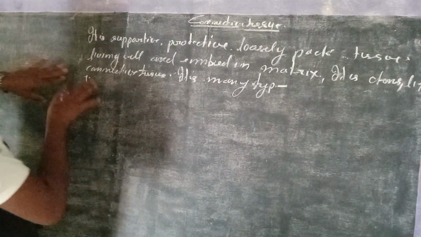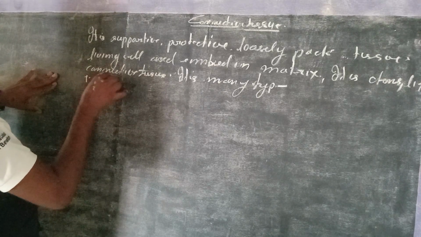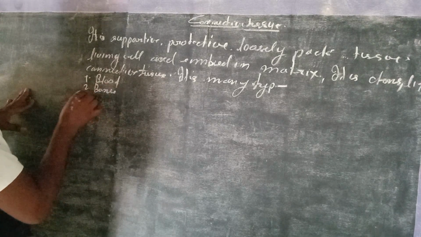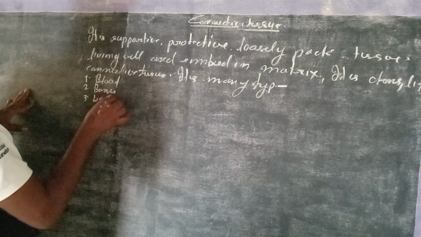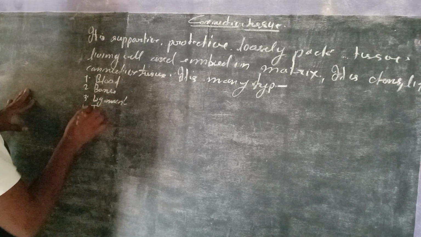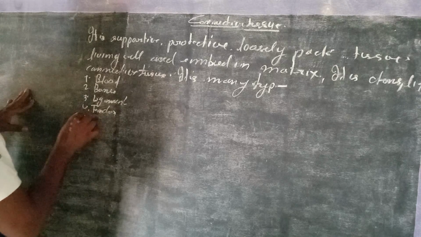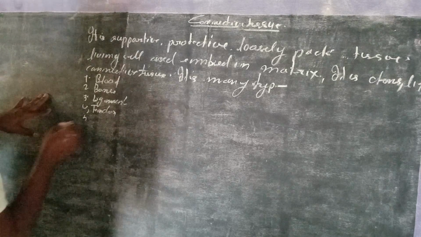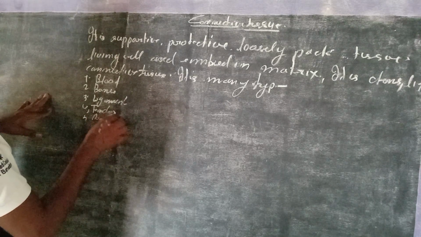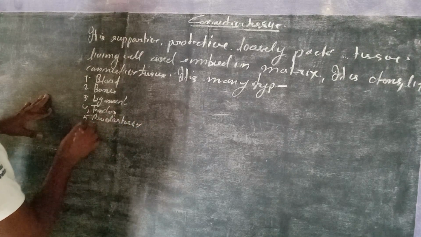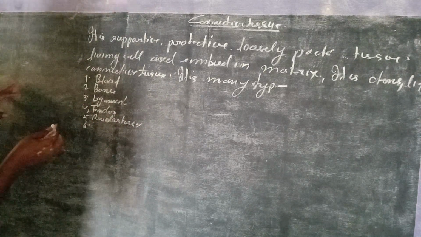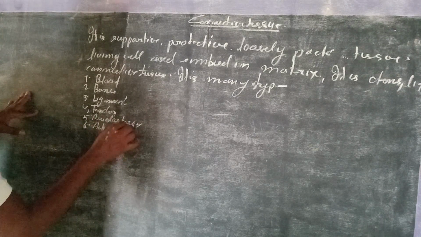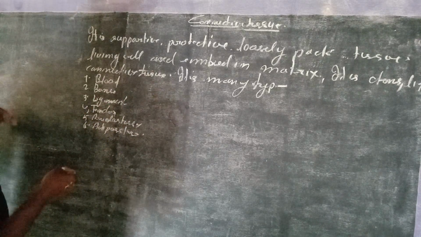If we try to understand, first will be blood, second bones, third ligament, fourth tendon, fifth areolar tissue, and sixth is called adipose tissue, and many more. So first we will take the blood.